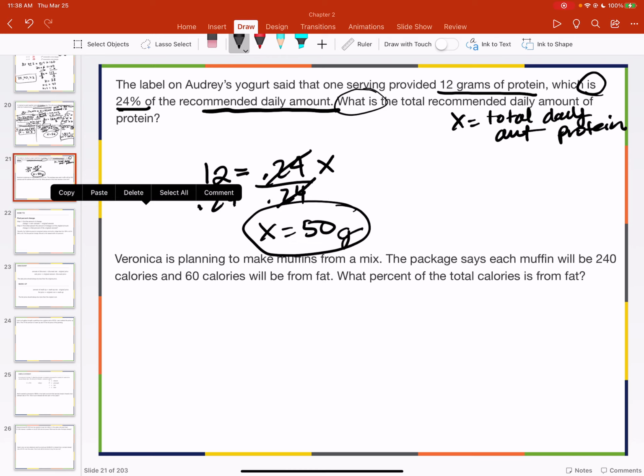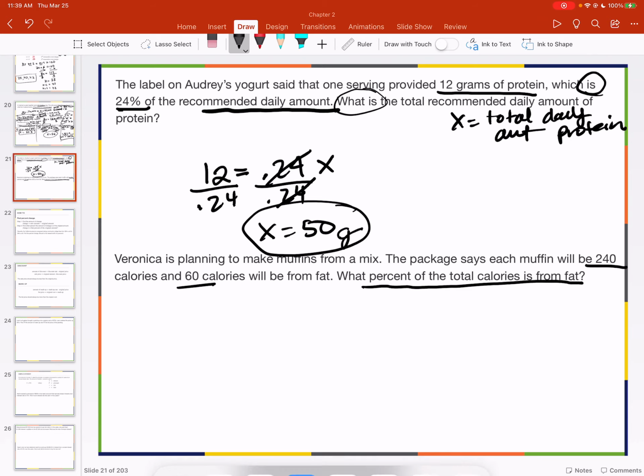Okay, Veronica is planning to make muffins from a mix. The package says each muffin will be 240 calories and 60 calories will be from fat. What percent of the total calories is from fat? Now remember, a percentage is a decimal, which is a fraction, which is a ratio. They're all different ways of expressing the same thing. So when you're trying to find a percentage of something, it's usually part over the whole, over the total. Total goes in the denominator.